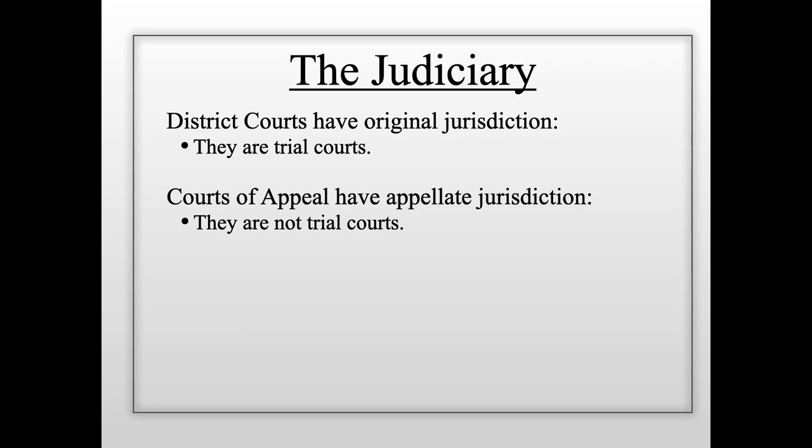So that's how district courts and courts of appeal work. District courts have original jurisdiction. They're trial courts, where court cases begin. And that's why there are so many of them, 94 all across the country. And each state has a different federal district court.